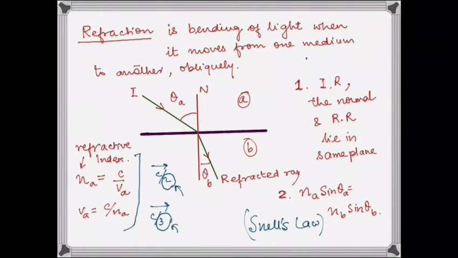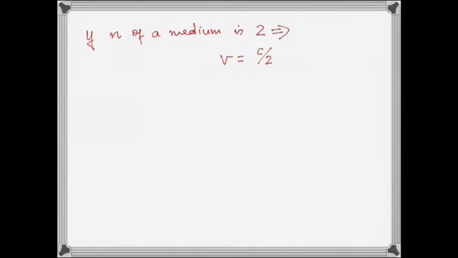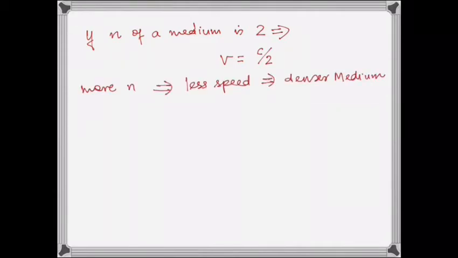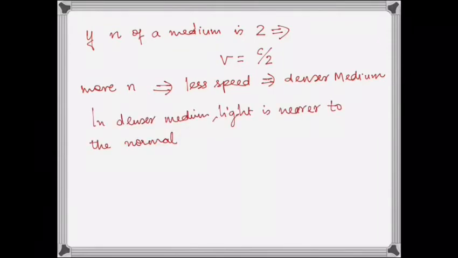So more refractive index, as you can very easily see now, means less speed. And less speed implies a denser medium. We call a medium denser in which the speed of light is less. So in a denser medium, the speed of light is less and therefore the refractive index is more. And from Snell's law, when n is more, then theta is less. Theta being less means light is nearer to the normal. So in a denser medium, light is nearer to the normal.